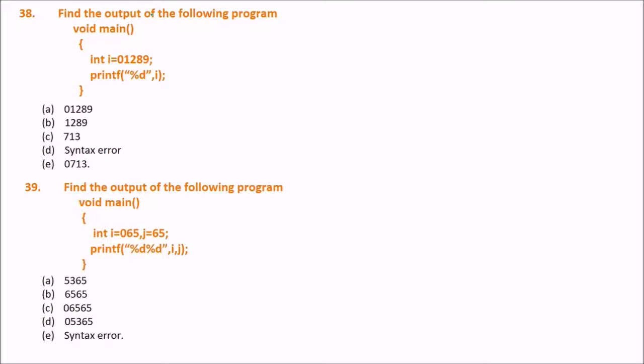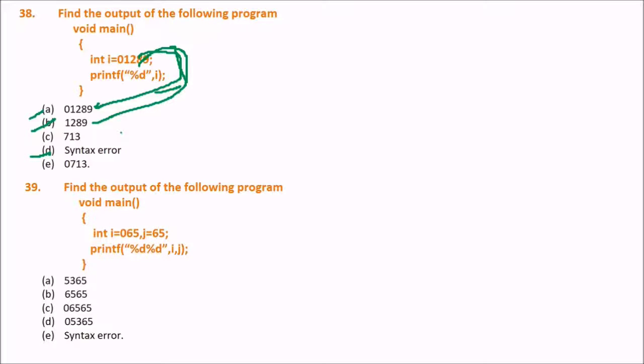Next is, find the output of the following program. Int I equal to 0, 1, 2, 8, 9. You want to print the I. What will be the answer? 0, 1, 2, 8, 9. Is it D? Is it B or is it A? Well, I'll go with this. I may go with this or any other.